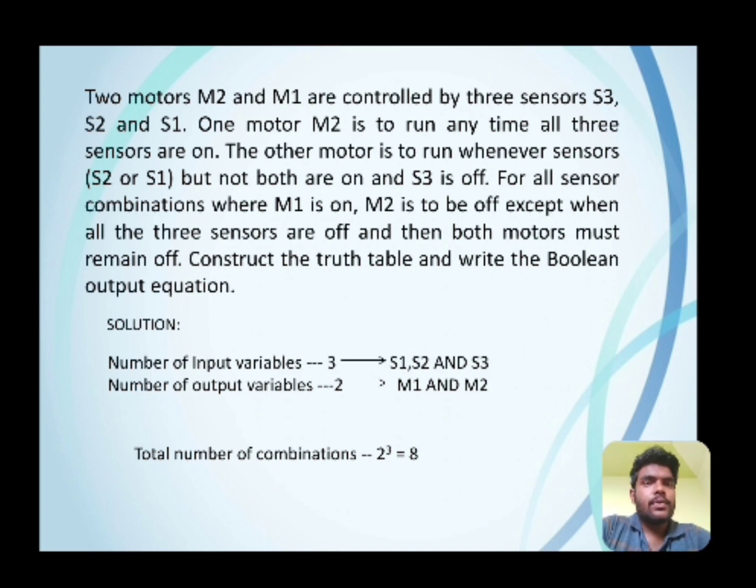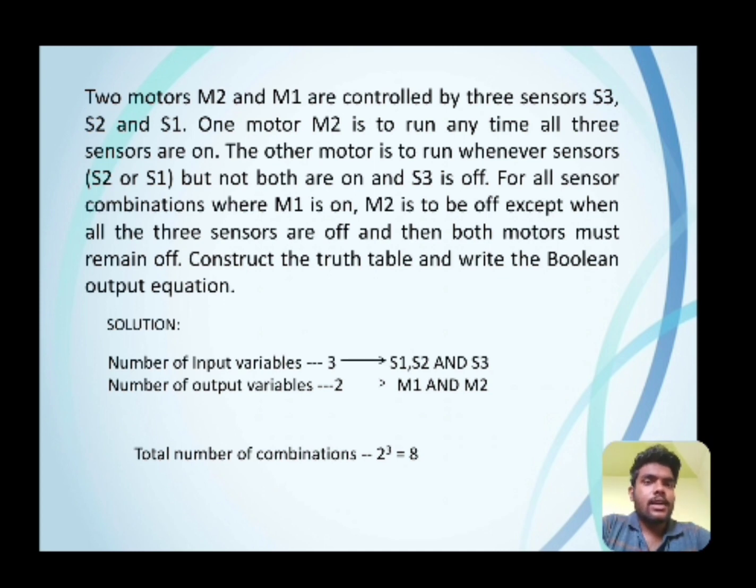One motor, M2, is to run any time all three sensors are on. Output M2 is to run when all three sensors S1, S2 and S3 are on. The other motor is to run whenever sensor S2 or S1 but not both are on. If only one of S2 or S1 is on, then the motor runs and S3 is off. Not both S1 and S2 are on.